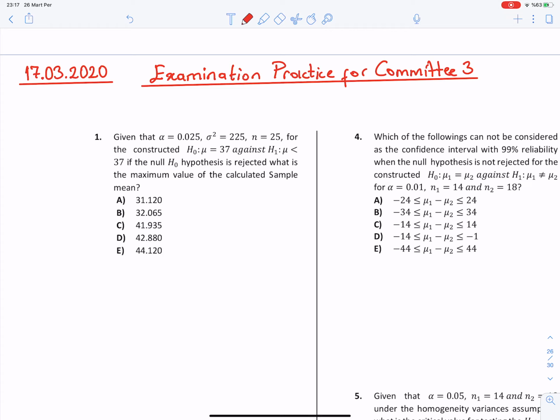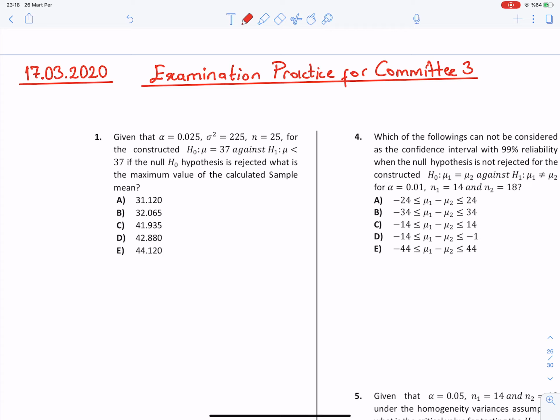Today's lecture is going to be a practice for the examination. It is a repetition of the first 7 weeks. I'm intended to teach 8 courses for the biostatistics course, and I already taught you 7 of them. This one is the last one, and it will be a practice for the previous 7 weeks. The practice will be useful for the examination for Committee 3.